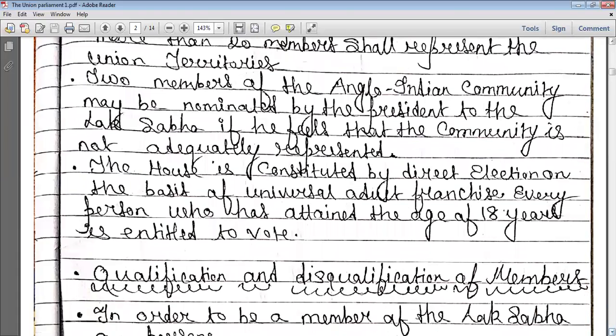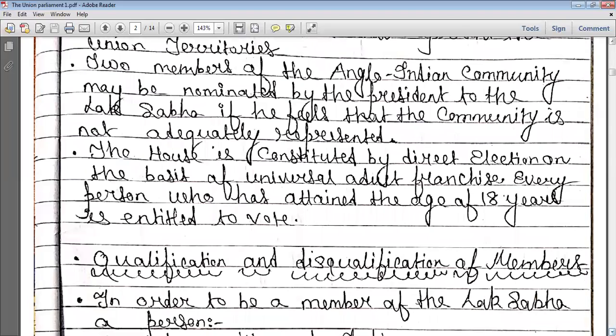Two members of the Anglo-Indian community may be nominated by the President to the Lok Sabha if he feels that the community is not adequately represented. So the President can nominate two members from the Anglo-Indian community if the President feels that the house is not fully represented.